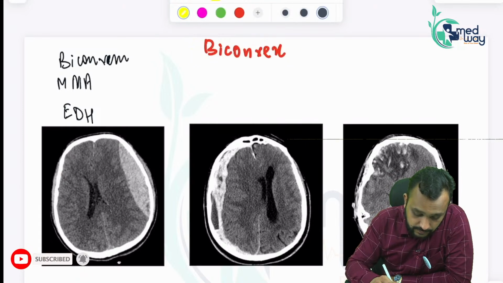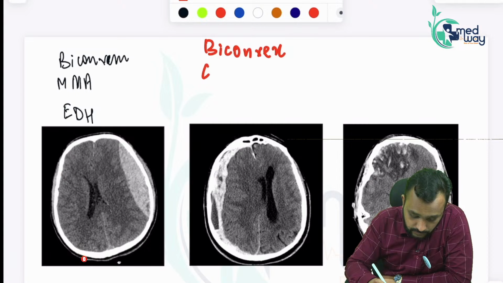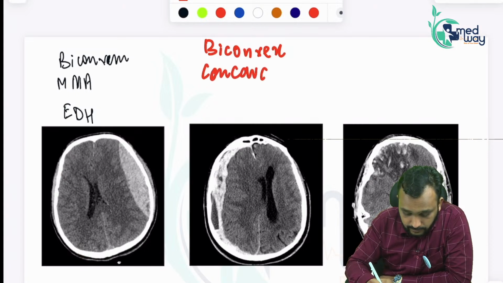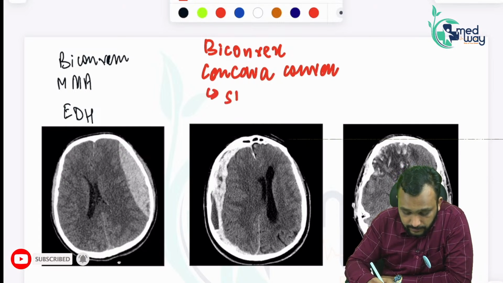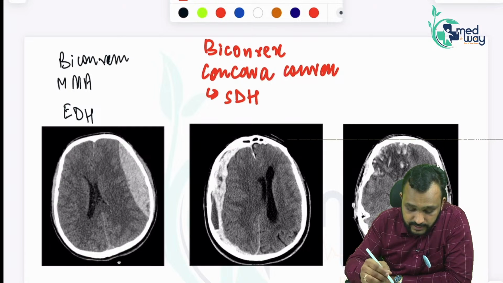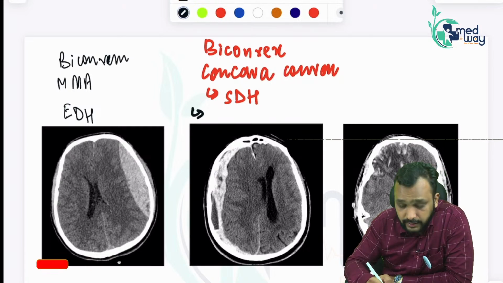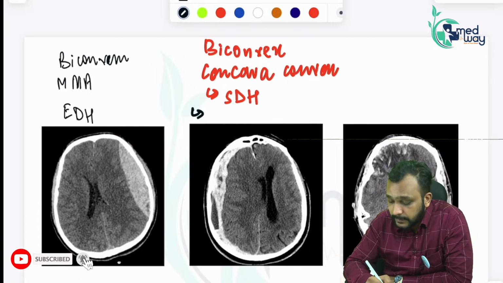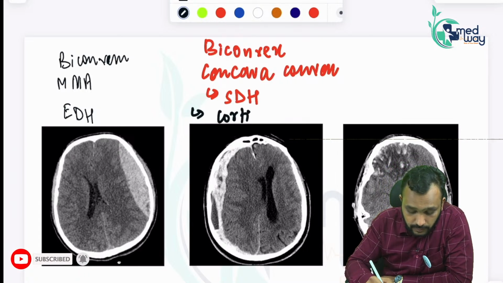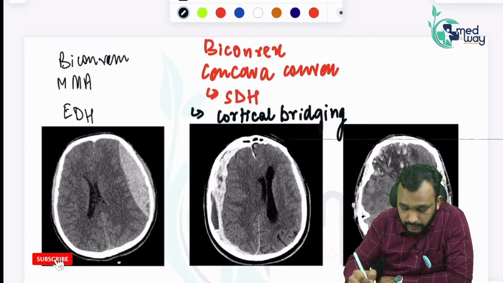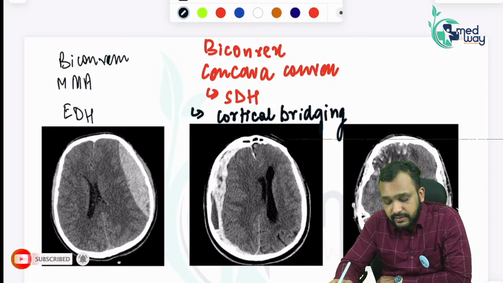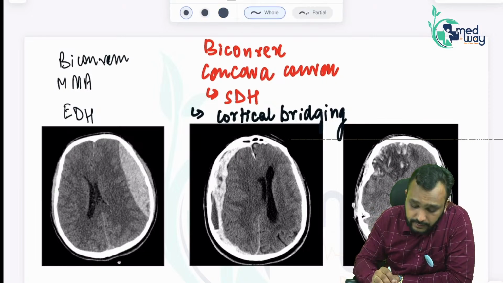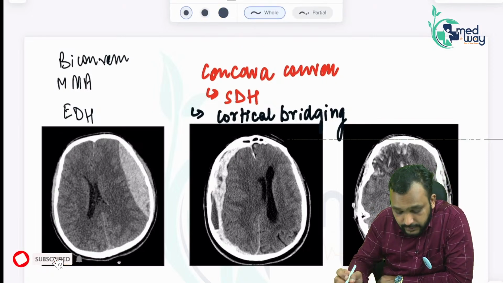if the shape of the bleed is concavo-convex, that is seen in patients with subdural hemorrhage, right? And just remember that this subdural hemorrhage is seen in old age patients, in alcoholic patients, and it is due to the rupture of cortical bridging veins. Cortical bridging veins, right? Very good. It is biconvex shaped or it is concavo-convex shaped, right?